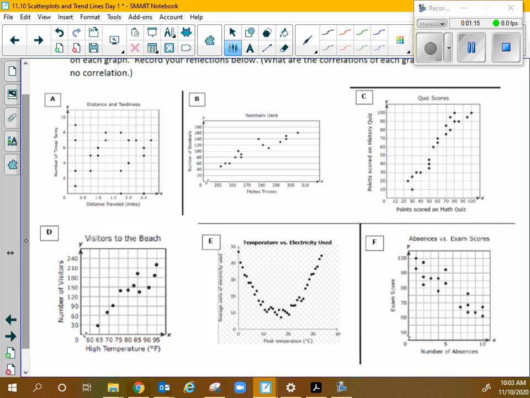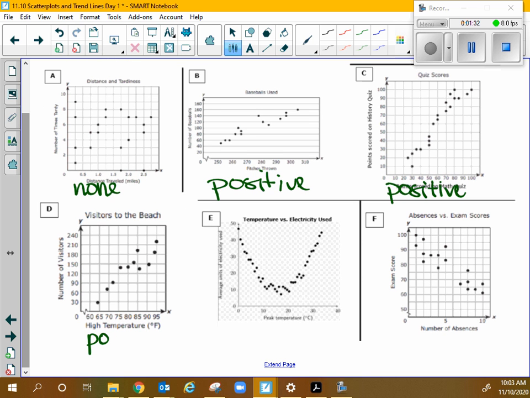What'd you guys get for A? None. B. All one. Okay, there is a correlation. Okay, this is a non-linear. Okay, y'all, I'm going to explain in just a second. F.